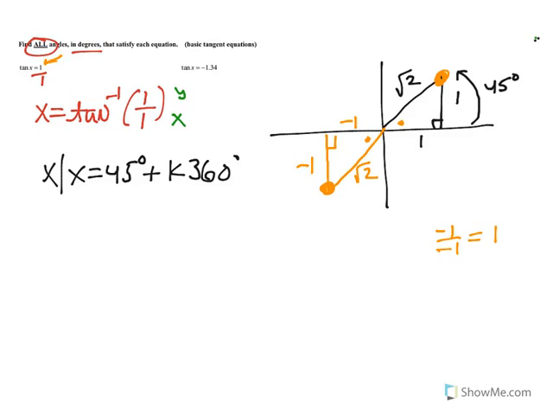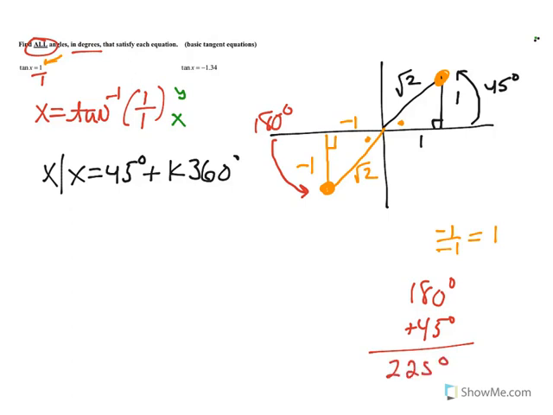This is your 180 mark. And remember, this is a 45, 45, 90, so this is 45 degrees beyond that 180. So it's going to be 180 plus 45 degrees to get to that solution point. And that should get us 225 degrees. So we could say x could be 225 degrees plus multiples of 360. And that's not a bad answer.